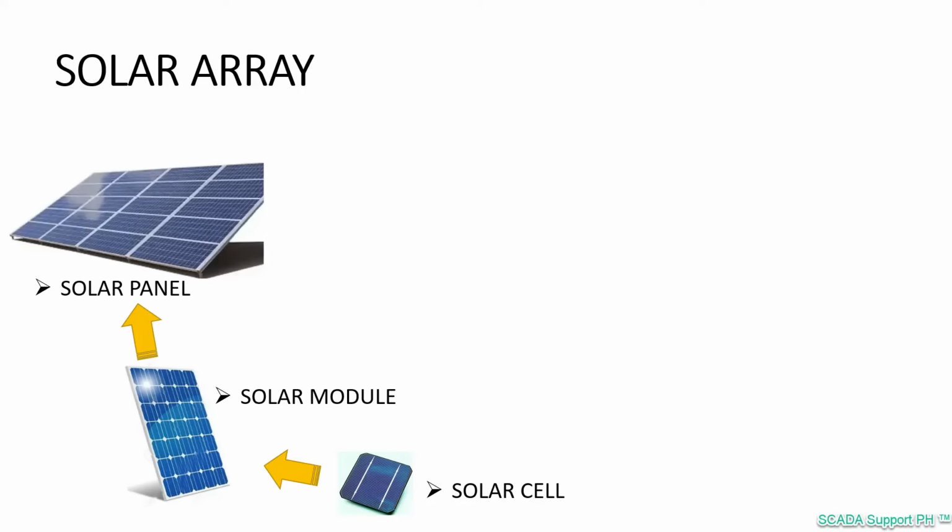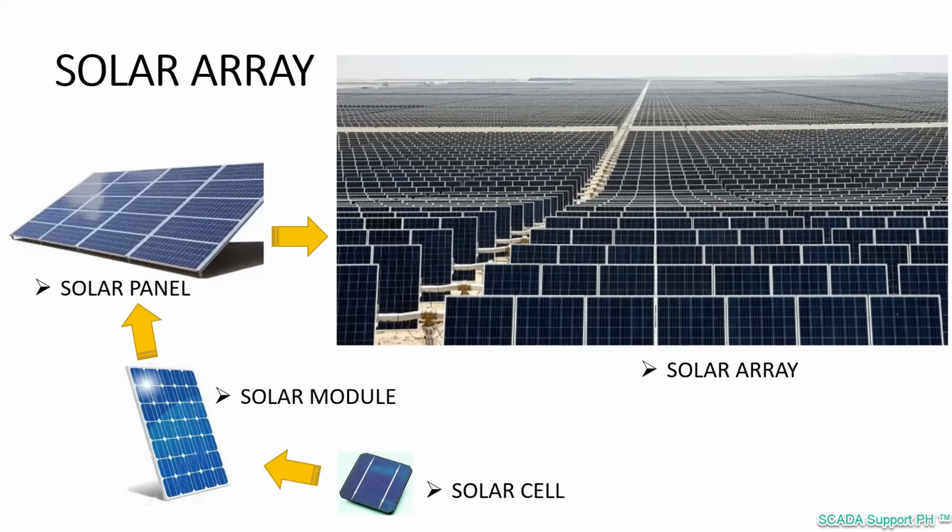Please take note that a module is not a panel. A panel is an assembly of multiple modules combined together to form a single unit. Combining multiple panels becomes an array. In general, the larger the total surface area of an array, the more solar electricity it will produce.